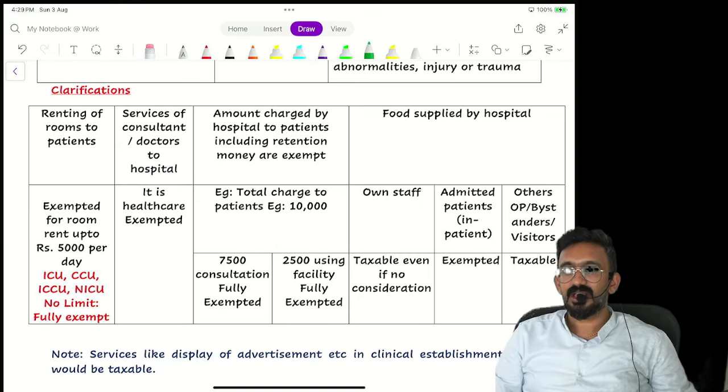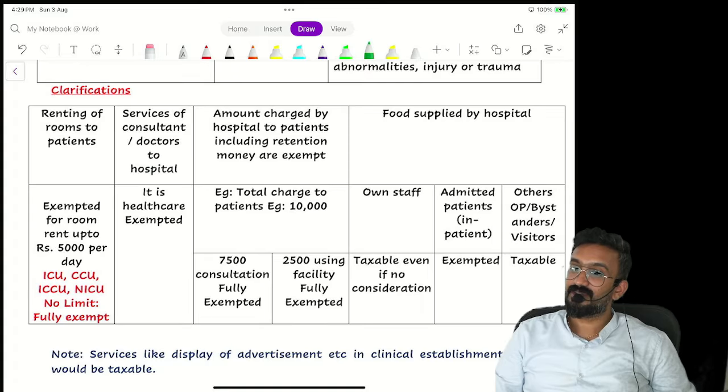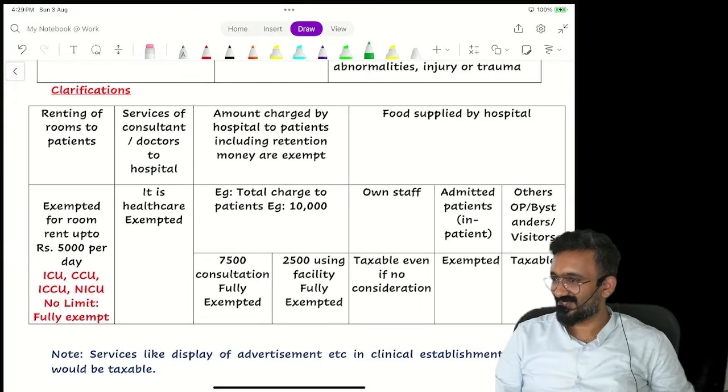Taxable, because they are not patients. It's not healthcare, right? On staff, even related persons, could be broadly covered even if there is no consideration.